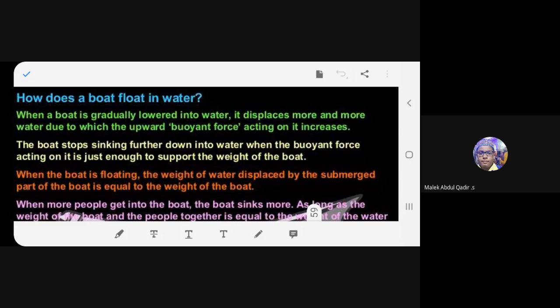When the buoyant force becomes equal to the weight of the boat, then it does not sink anymore. It starts floating. Why? Because the weight of water displaced by the boat, the part which is inside the water, becomes equal to the weight of the boat. So the buoyant force becomes equal to the weight of the boat and it starts floating. Any problem?